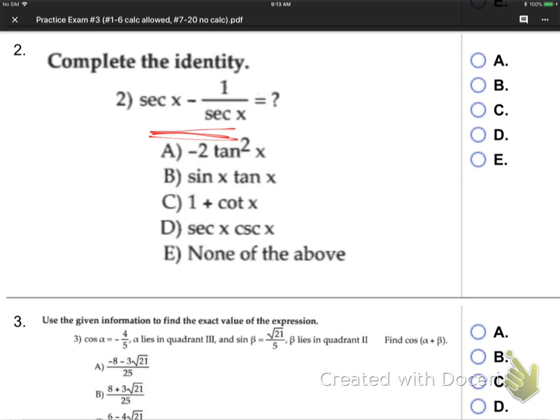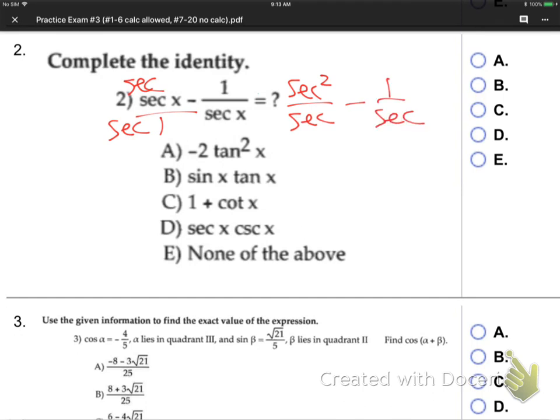Now, here's one of the concepts. I look at that and I go, oh, fractions probably. Again, it's creative. It's not for sure. But when I see one fraction and one other, I go, okay, probably I've got to get a common denominator. Put this over 1. Got to make the denominators the same, common denominator to add, subtract. Multiply top and bottom by secant. What do you get? Secant squared over secant minus 1 over secant. Is that good so far?